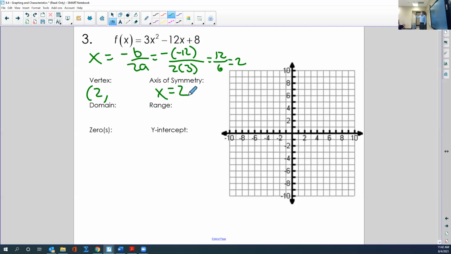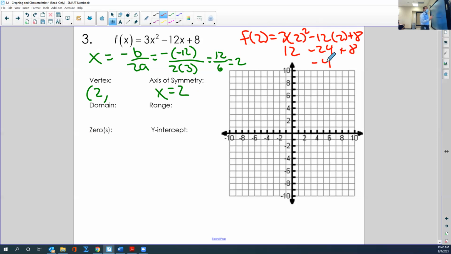Based off of the quadratic formula, I'm not going to go into great detail about that, but it does come from that. Now, to find the y value of our vertex, we just plug 2 back into the equation. So we're going to say f of 2. We don't have a calculator, so you need to watch for minor arithmetic mistakes. Watch for signs. So 2 squared is 4 times 3 is 12. Negative 12 times 2 is negative 24 plus 8. These two make negative 12, plus 8 is negative 4. So we have the point 2, negative 4.